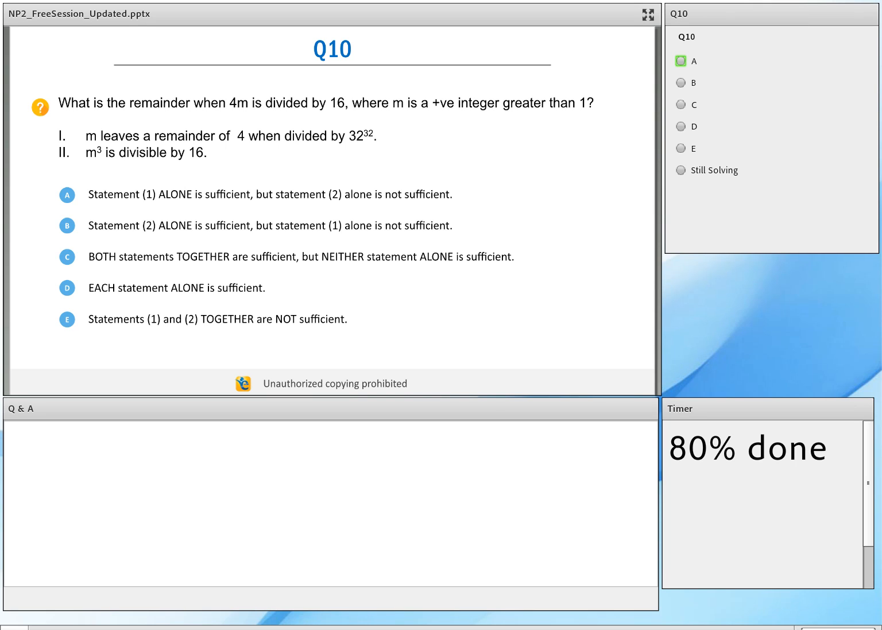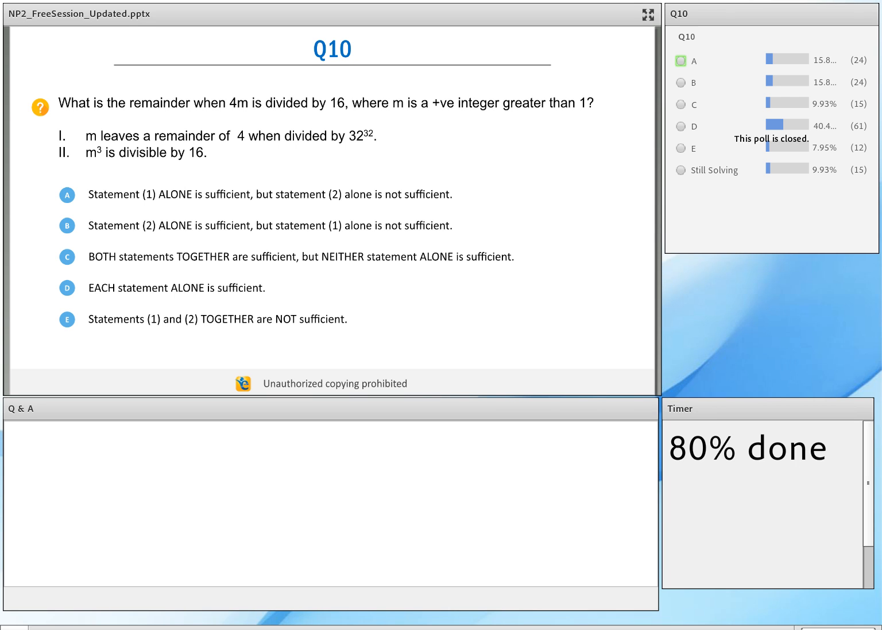Five, four, three, two, and one. I'm going to end the poll, broadcast the results.